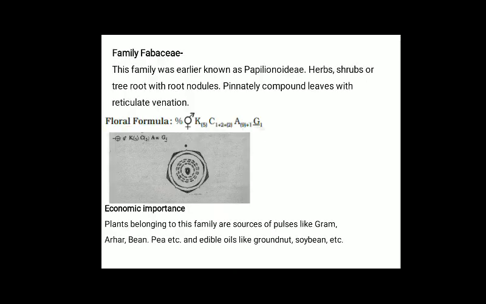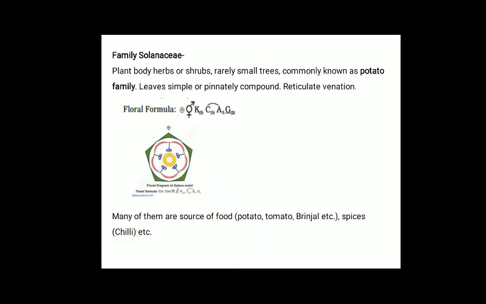Then we have family Fabaceae. This family was earlier known as Papilionoideae. Herbs, shrubs, or trees with root nodules are included. The leaves are pinnately compound with reticulate venation. This means they are dicot in nature. This is a floral formula and floral diagram. These plants are mainly used for economic purposes to obtain gram, bean, pea and edible oils like groundnut and soya bean.